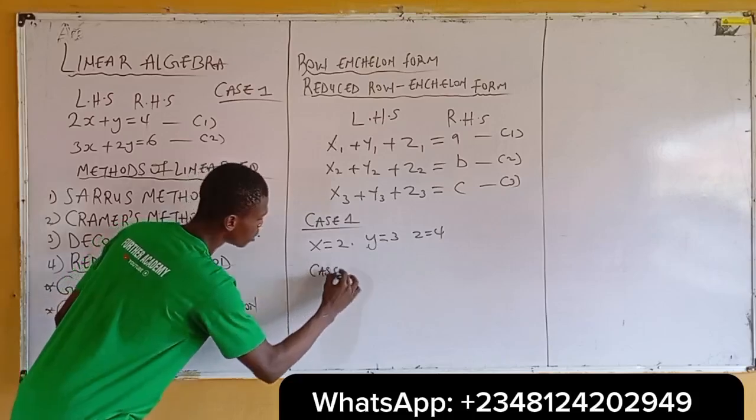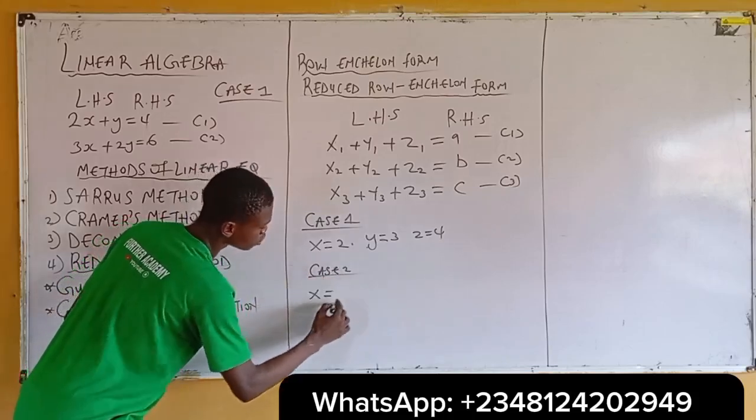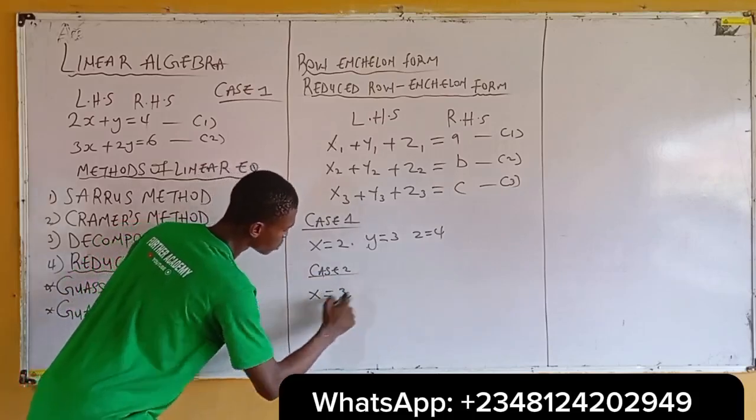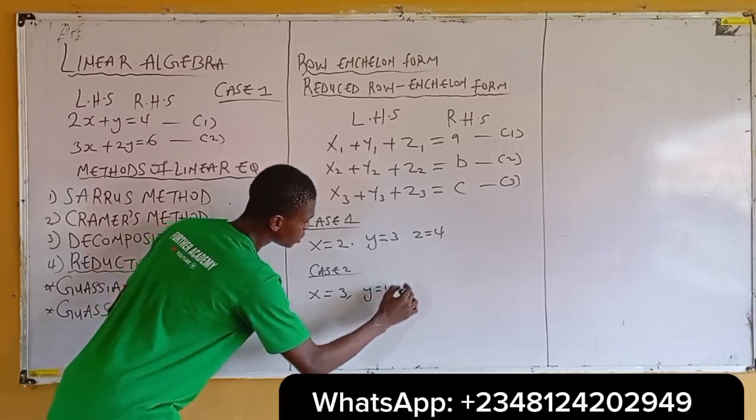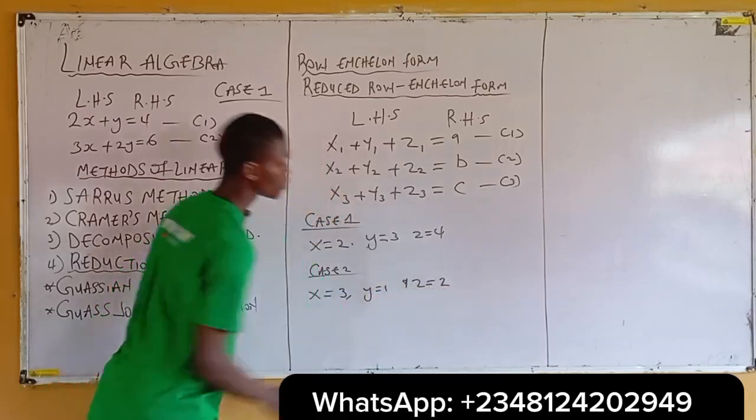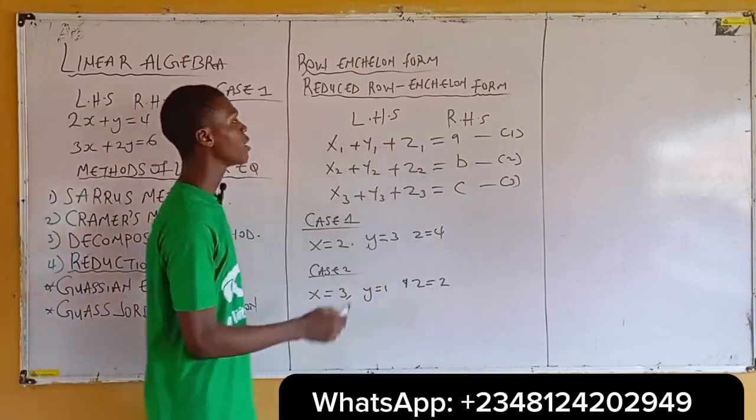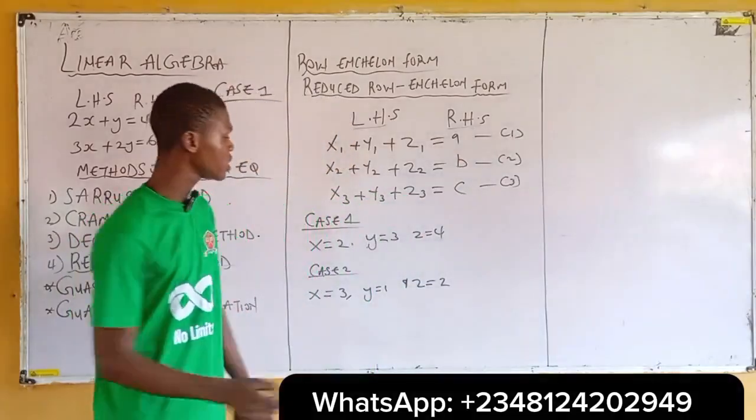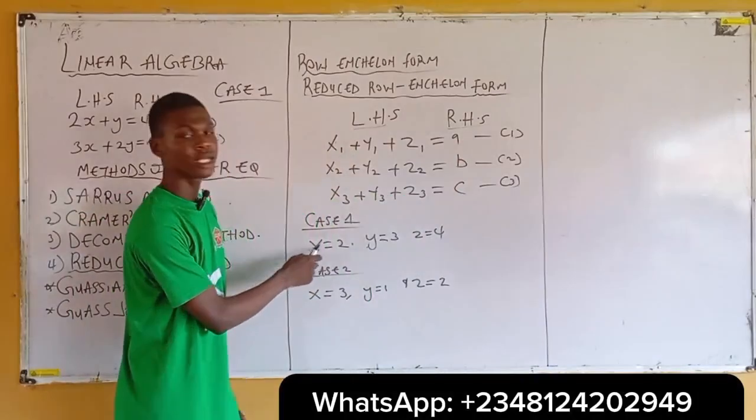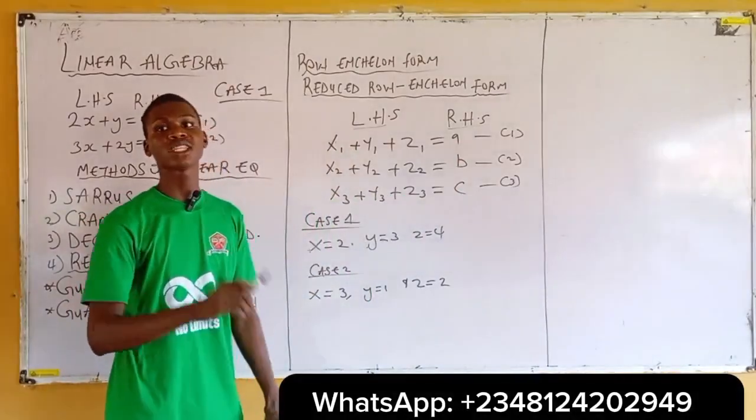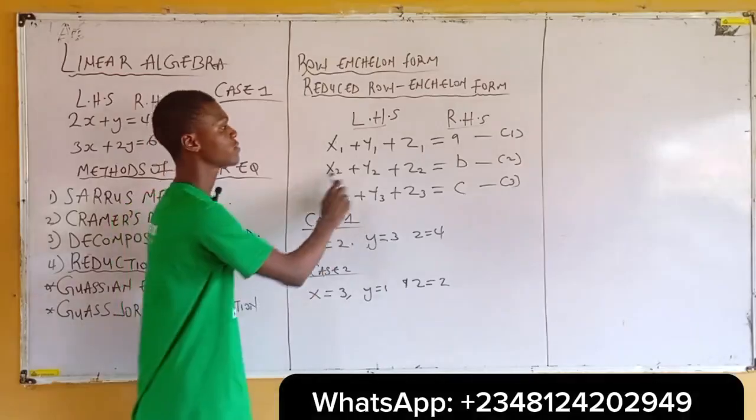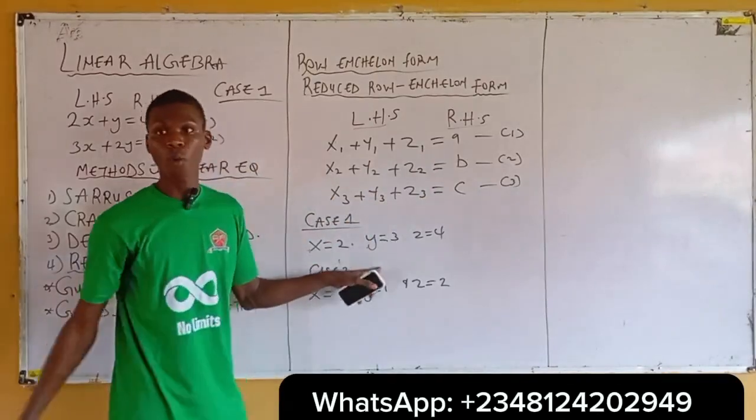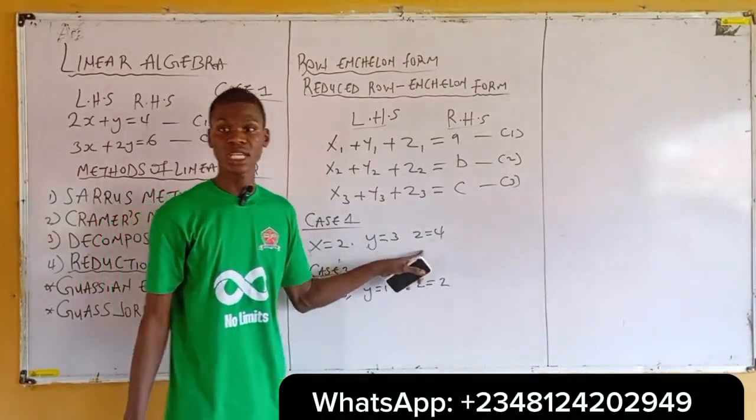Then for case 2, say x equals 3, y equals 1, and z equals 2. Meaning for this equation to be satisfied, for the left hand side to be equal to the right hand side, when it comes to the unique solution, it means x must not be less than 2 and x must not be greater than 2. Meaning the only value of x that will satisfy this equation is when x equals 2. Similarly, for y, when y equals 3. Similarly for z, when z equals 4.